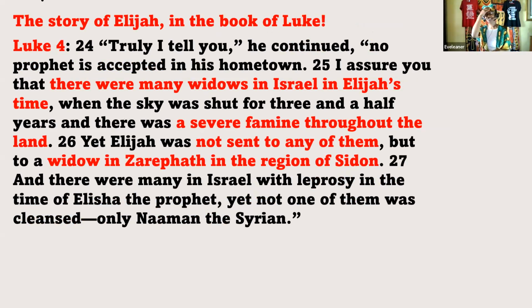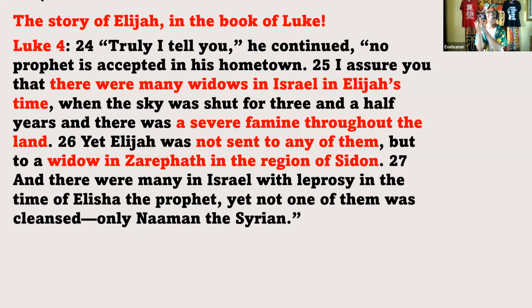Jesus was saying that yes, there were a lot of widows in Israel in Elijah's time. But remember, when we read it, he sent him from there to this widow in Zarephath. It says, "when the sky was shut for 3.5 years, and there was a severe famine throughout the land, yet Elijah was not sent to any of them." He was saying, I didn't send Elijah to any of those widows in Israel. I sent him to these other people.